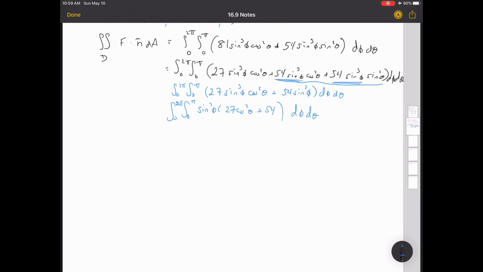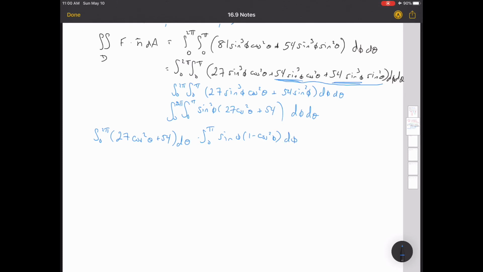So now we're going to have the integral from 0 to 2 pi. That's the theta part. So we've got 27 cosine squared theta plus 54 d theta times the integral from 0 to pi of sine cubed. But remember, we're going to have to rewrite sine cubed as sine phi times sine squared, but sine squared is the same as 1 minus cosine squared phi d phi.